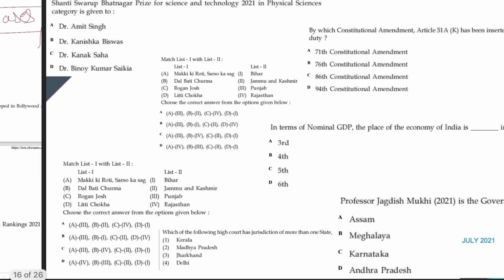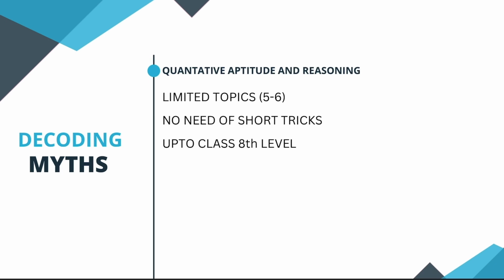Now talking about the myths which revolve around this examination and the general test in particular. Firstly, talking about the quantitative aptitude and reasoning section, you will find many random YouTube channels and many random websites which say 5-6 topics are important for the examination. If you cover these 5-6 topics in quant and reasoning, you will crack this examination. But that's not the case, my friend.